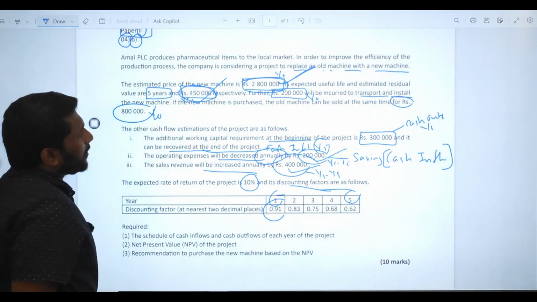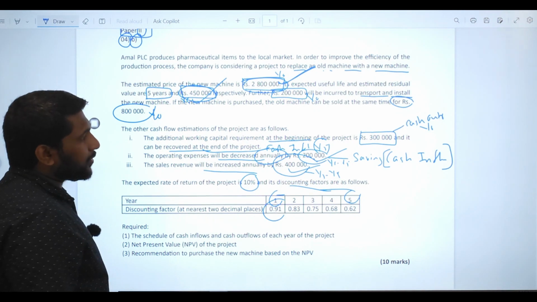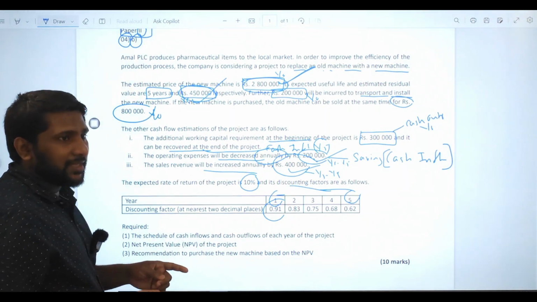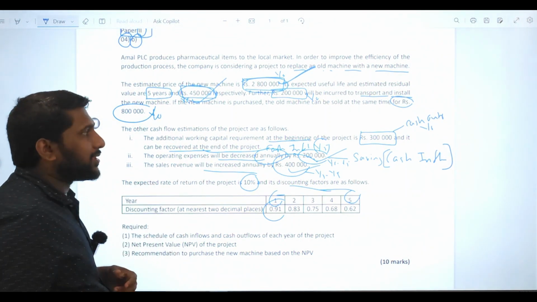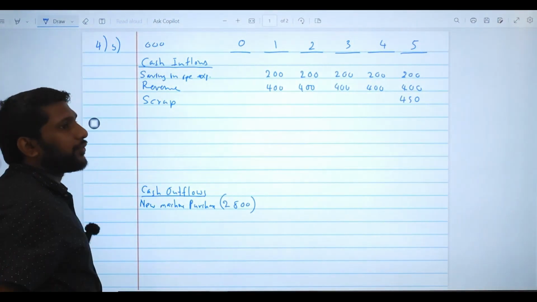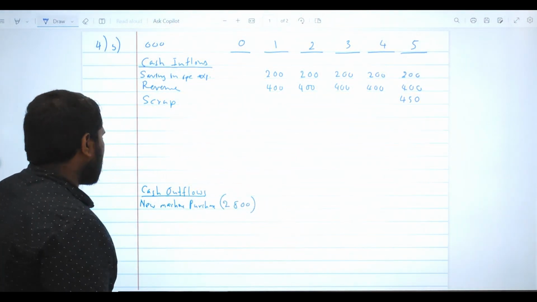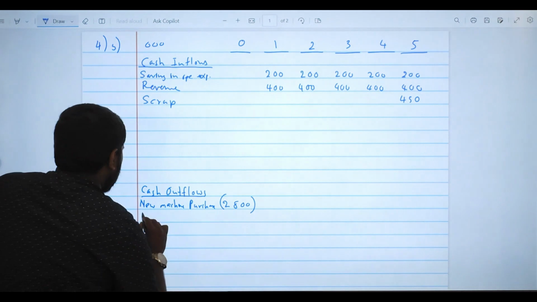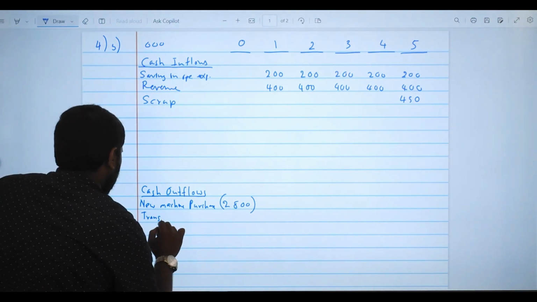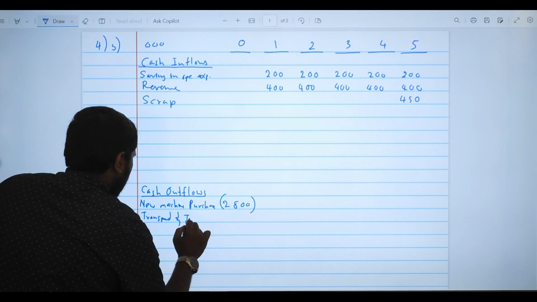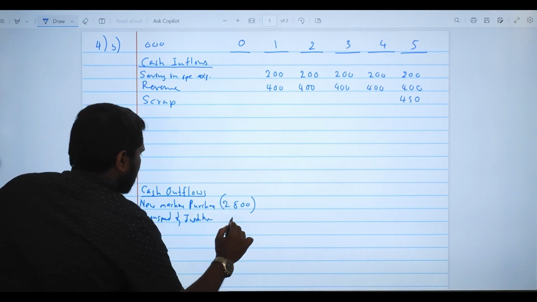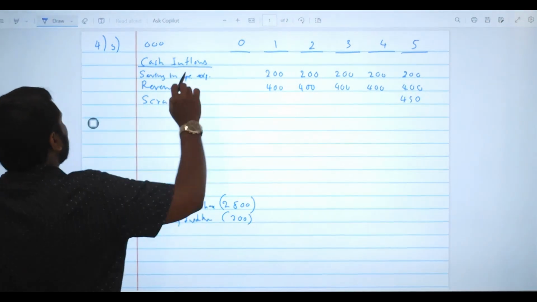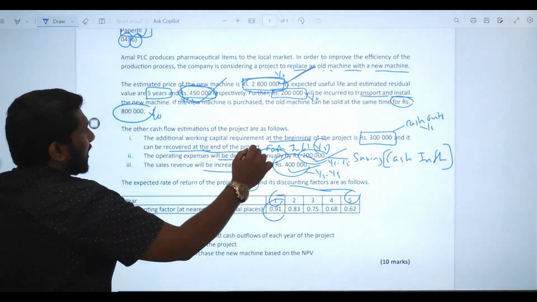Next one, what they are telling, further 200,000 will be incurred to transport and install the new machine. What you have to understand, as I told you previously, this is a cost that you have to incur now itself if you are purchasing the asset. So that is also a cash outflow. I have to incur that cost. Cash is going to go out. So what is that cost? We will take it as transport and installation cost, 200. When you are writing, you have to write it in a neat and clear manner. So we are done with that one as well.